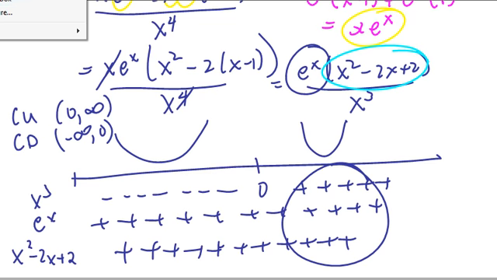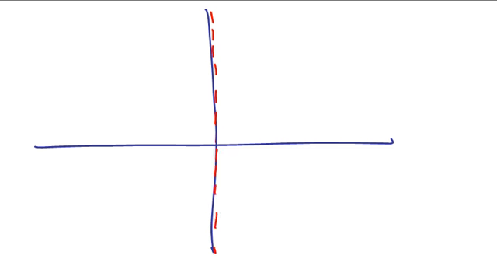So let's put all that together in a graph. We have an asymptote at x equals 0. We know that the vertical asymptotes look like this. We also know that it has a minimum value at 1 and e, so here we go.